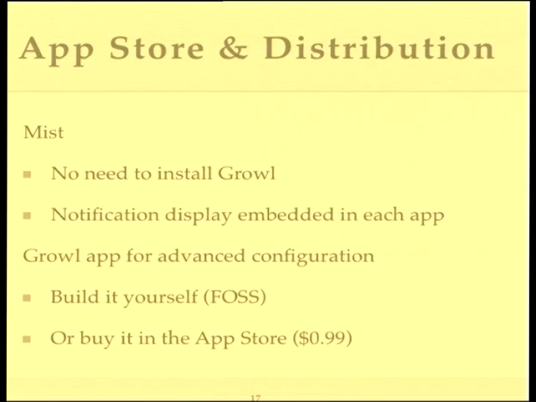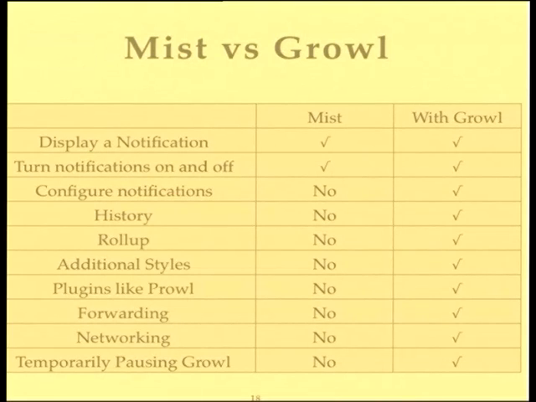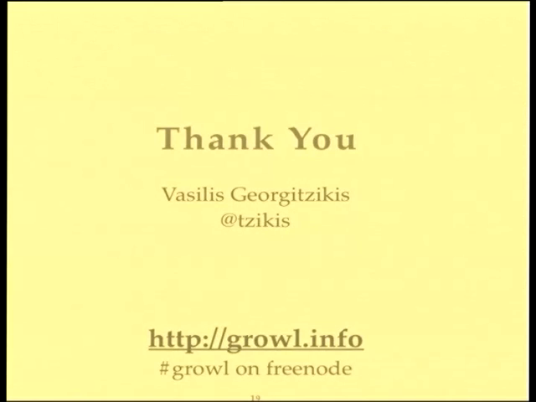But if you want to be able to configure it more and do all the nifty stuff like sending an email, making it a sticky notification, or forwarding it to the network, you have to build or buy the Growl app itself. And this is a comparison of Mist, which is, as I said, the application itself without Growl installed, and the things you can do if you install Growl. I think it's pretty obvious. And that's it. Thank you.